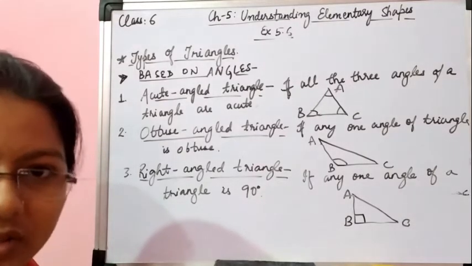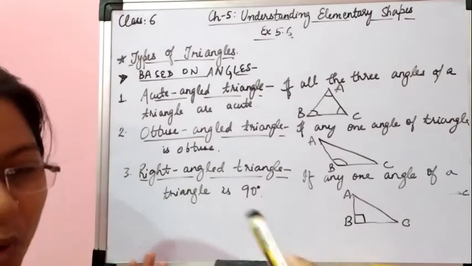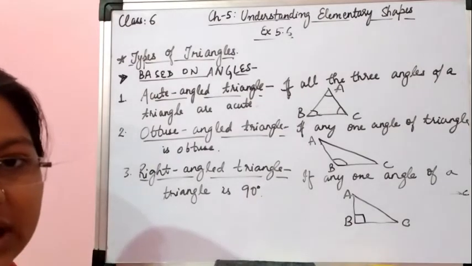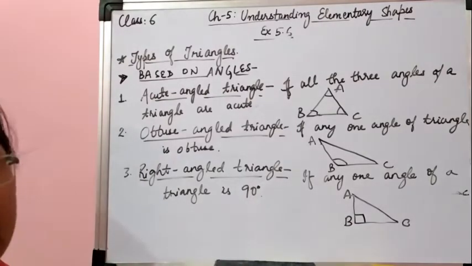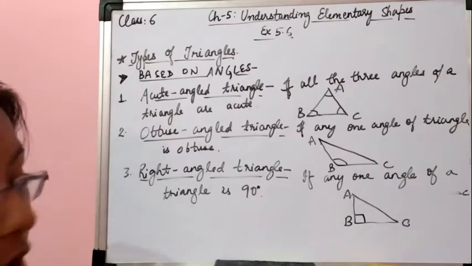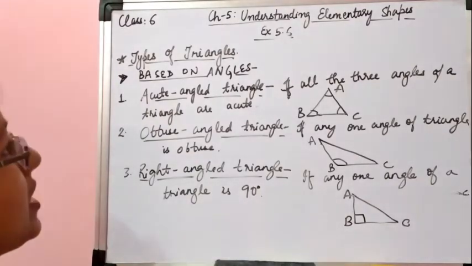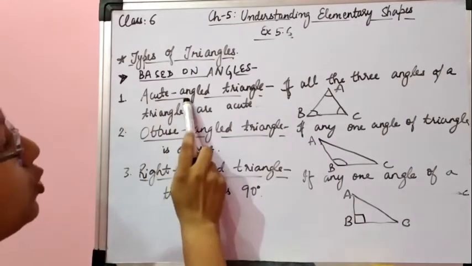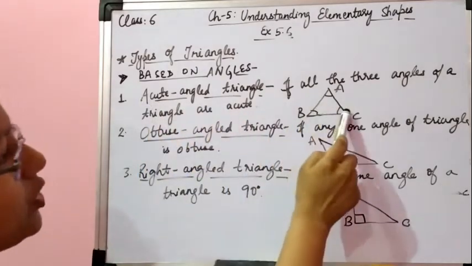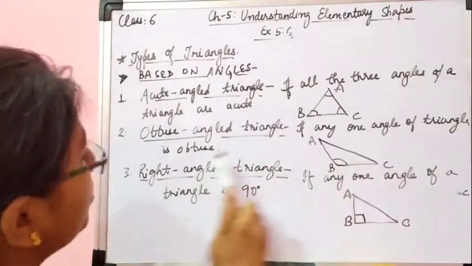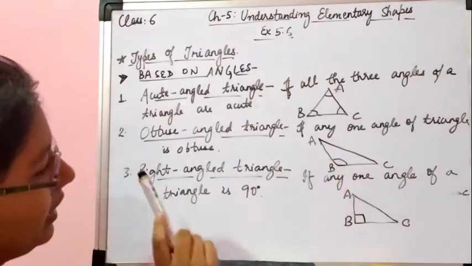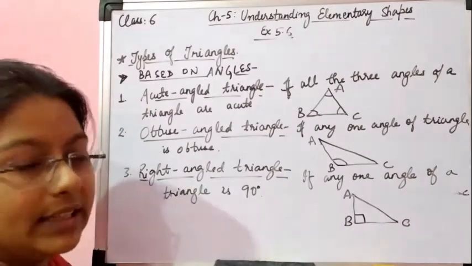Based on sides, 3 triangles: equilateral, all 3 equal; isosceles, only 2 are equal; scalene triangle, all 3 sides are unequal, not a single one is equal. Similarly, based on angle: acute angle, in this all 3 should be acute; obtuse angle, only one should be obtuse; right angle, only one should be 90 degrees.